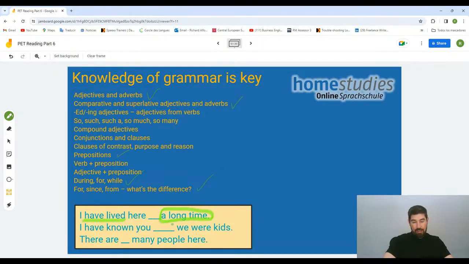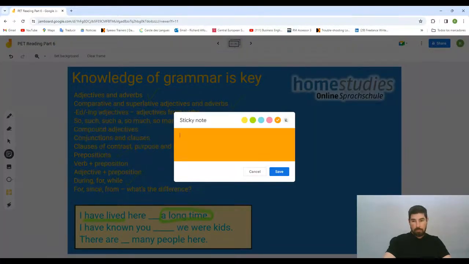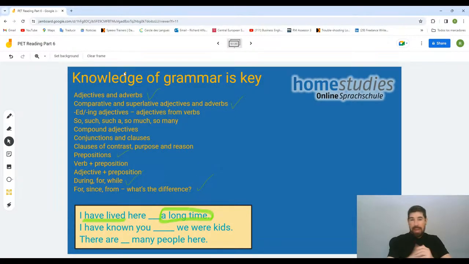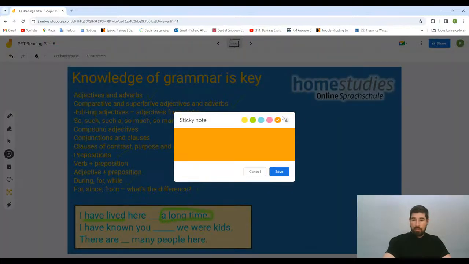I have lived a long time. I have lived is present perfect. We have a time period. So what word do we use that goes with a time period? Any guesses? Feel free to write in the chat and I'll put some clues up on the board. Time periods. Since plus date in the past. For plus duration, time.